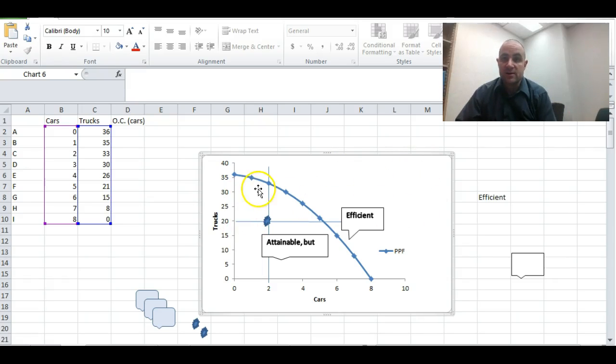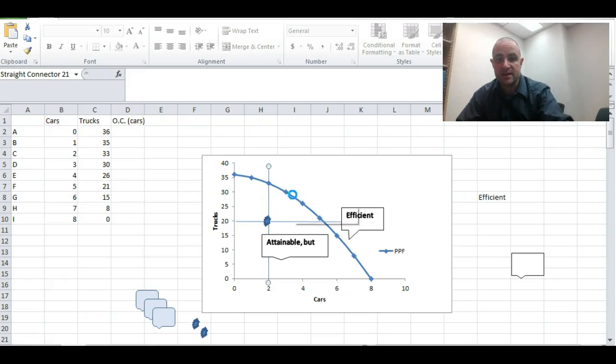What about out here? So let's say we are making 4 cars, and let's say 35 trucks.